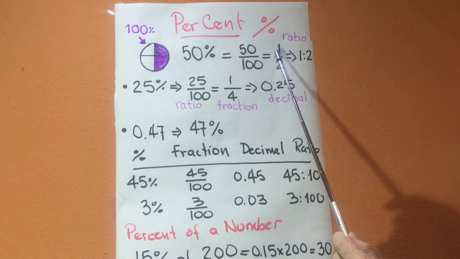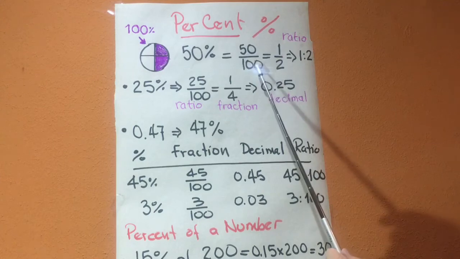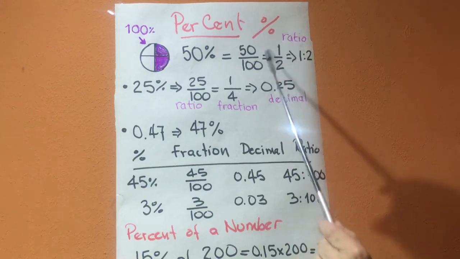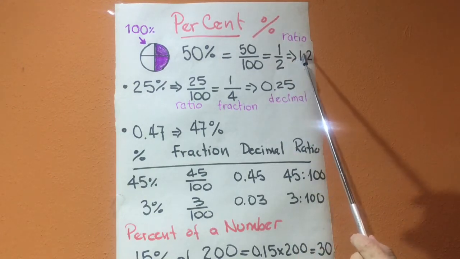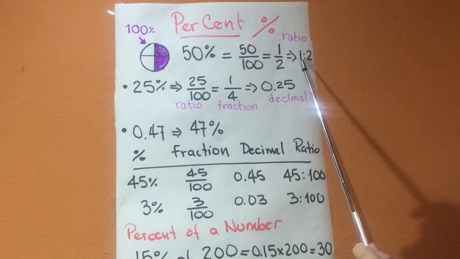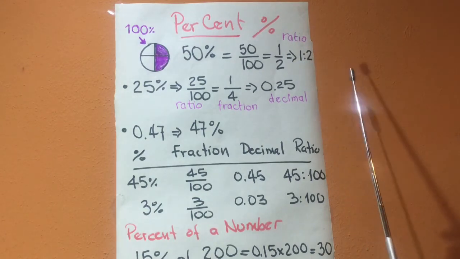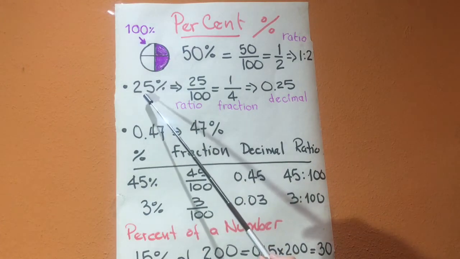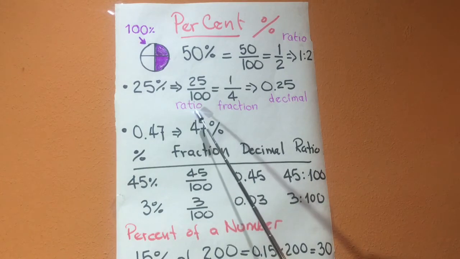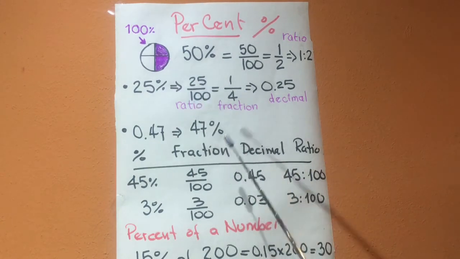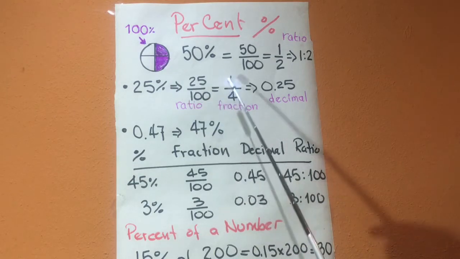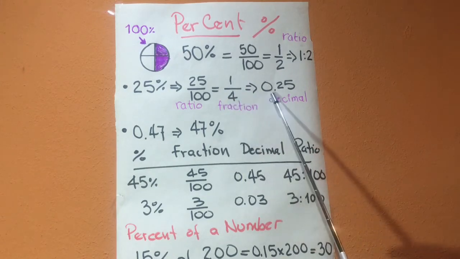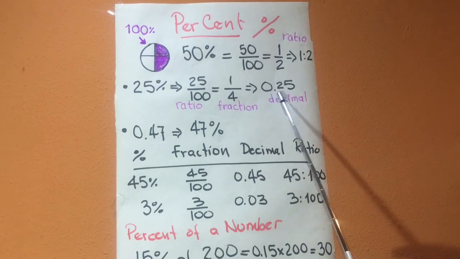So 50 divided by 50 is 1. 100 divided by 50 is 2. So this ratio is showing us that it could be a fraction and also could be shown as a ratio like this, 1 is to 2. Okay, now, given this concept, we can say that 25% is the same as dividing 25 by 100. If I do all this simplification, my answer will be 1/4. If I divide 1 by 4, the answer in a decimal form is going to be 0.25.